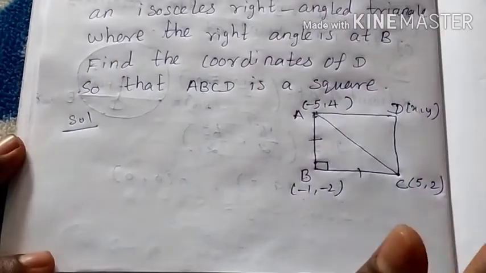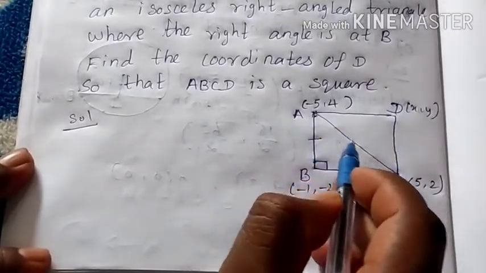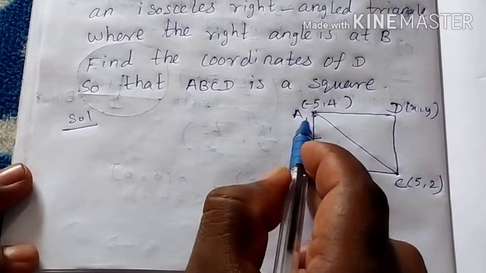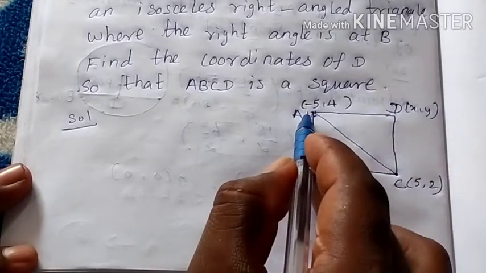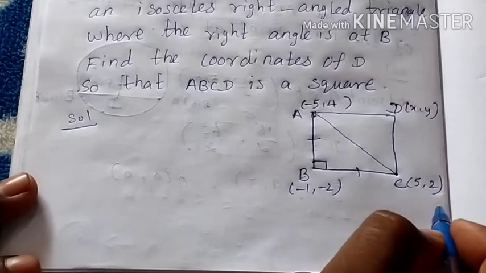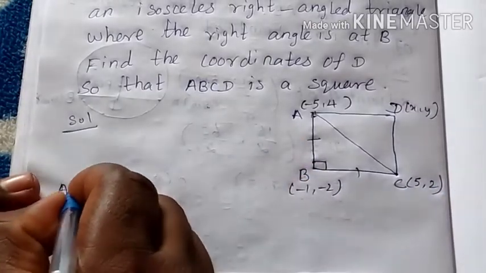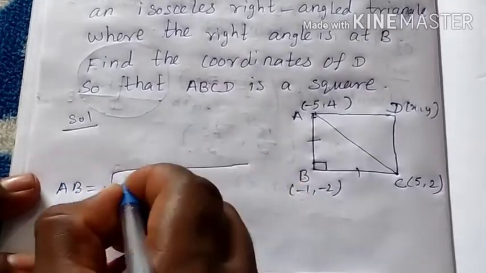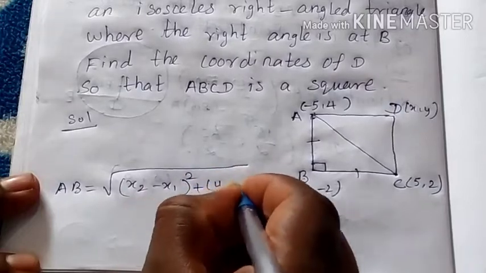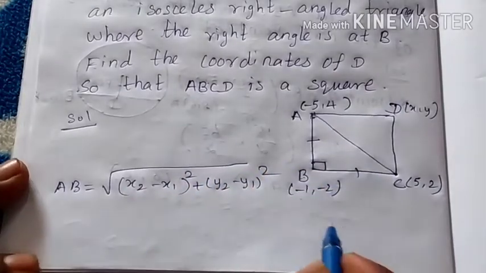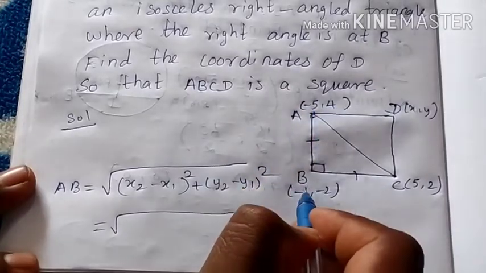From the diagram, this is a square, so all the sides are equal. So AB is equal to BC is equal to CD is equal to AD. First find the distance AB. AB is equal to the square root of (x2 minus x1) the whole square plus (y2 minus y1) the whole square, where these are x1, y1, x2, y2.